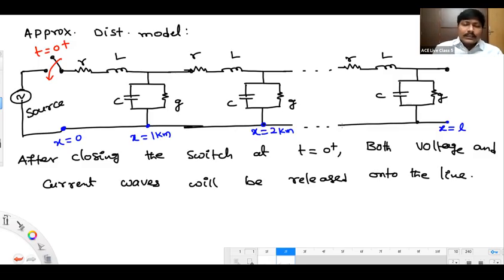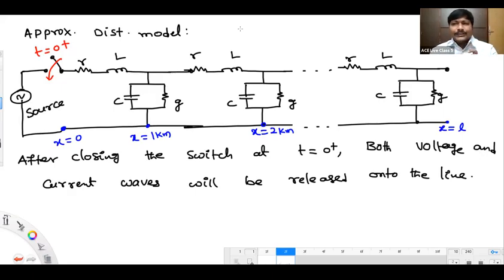Listen now. See, in case of network analysis, you might have studied two types of transient analysis. One is DC, other one is AC. Here also, we have one AC, other one DC transient study.